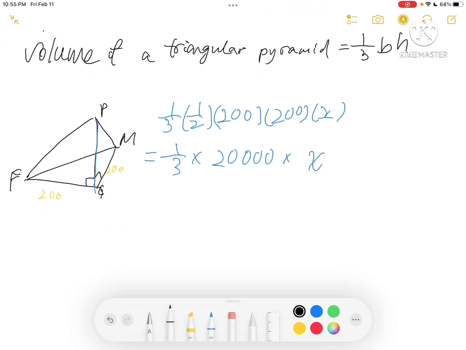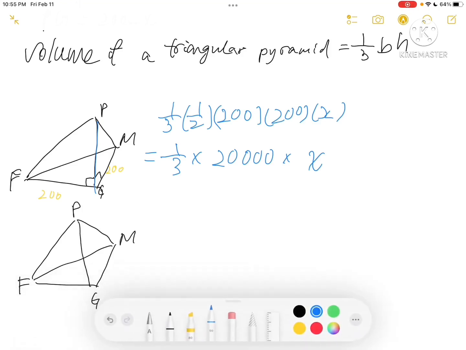Then we can consider the tetrahedron to have F, P, and M as the base. Oops, that was a terrible drawing. So the height will be the perpendicular extension of G to the triangle. And this length is actually equal to 100 because the perpendicular distance from G to the triangle FPM is equal to the shortest distance, which is 100. So the height is 100.